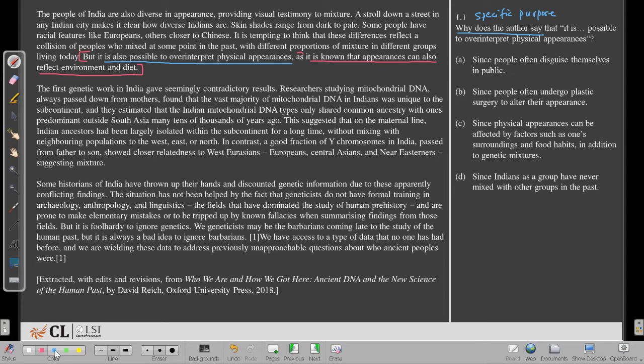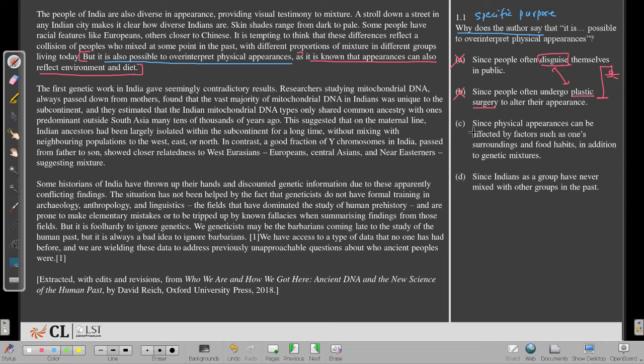Let's look at the answer choices here. Answer choice A: since people often disguise. What do you mean, disguise? Nothing about disguise is mentioned in the passage. Answer choice B: since people often undergo plastic surgery. These are easy eliminations. If anyone marked answer choice A or B, the author will commit suicide. That's what is going to happen.